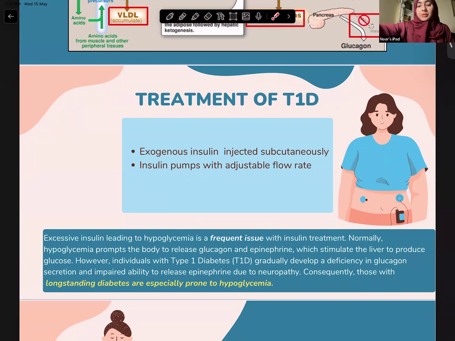Now, talking about the treatment of type 1 diabetes, like I just mentioned, beta cells are destroyed, no insulin is being produced, and hyperglycemia means high glucose in the blood. So the best solution you can give the patient is insulin therapy. You either give exogenous insulin, which is injected subcutaneously, or use insulin pumps with adjustable flow rates. Each time they detect a low amount of insulin, these pumps can pump insulin into the body so that it can help decrease the effects of hyperglycemia.